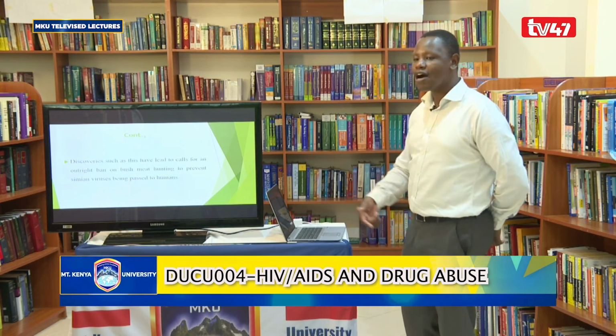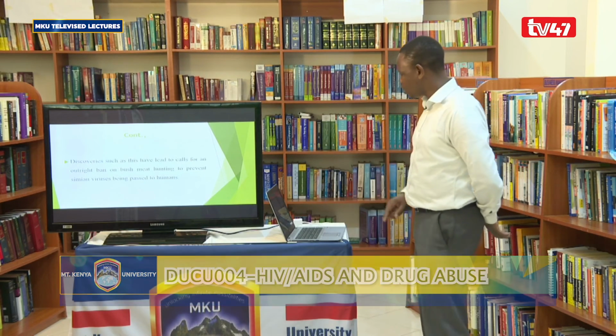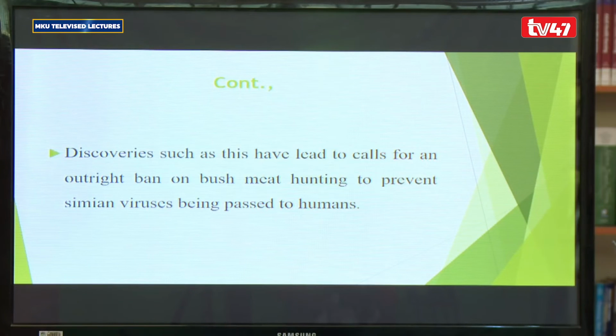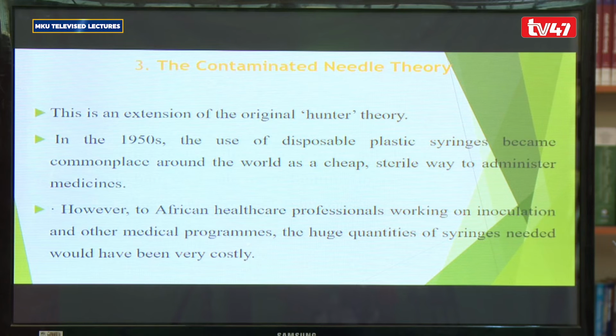Because we do have these zoonotic diseases, which are transferred from the animals to the humans. Let's also look at the contaminated needle theory. This is the theory explaining how HIV spread to humans. This is an extension of the original hunter theory.